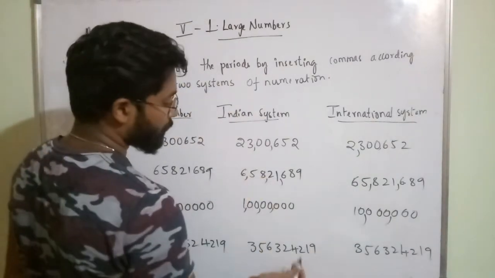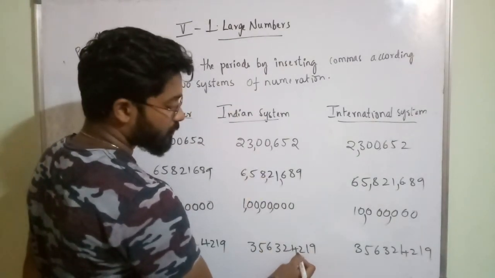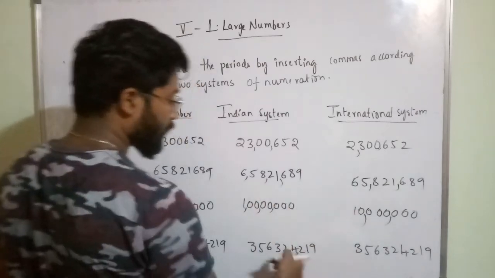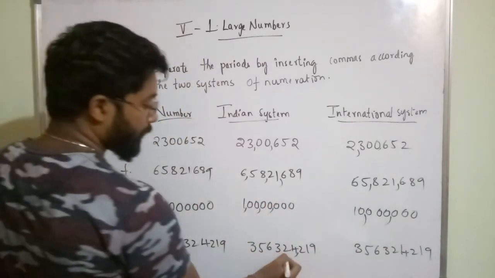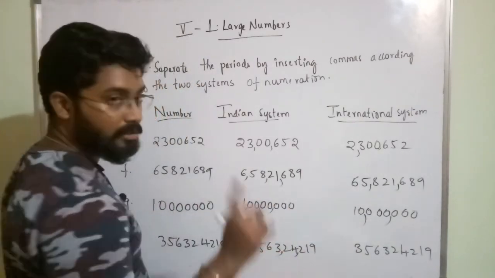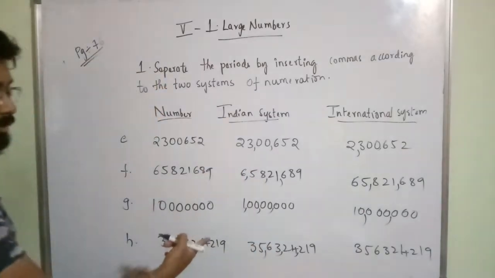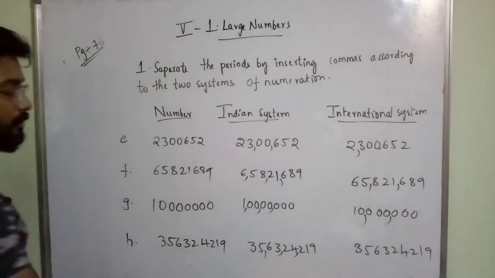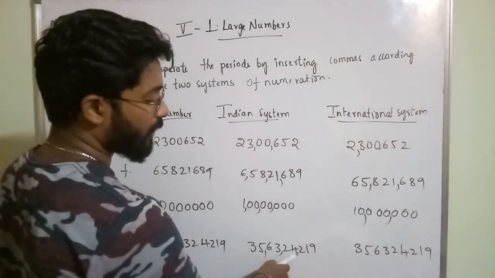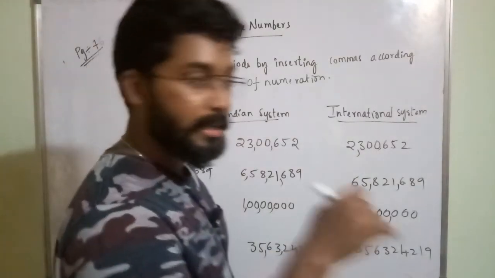In the Indian system, the ones period has 3 digits, no? So put a comma after 3 digits from right to left. In the thousands period you have only 2 digits, so after 2 digits put one comma. In the lakhs period you have 2 digits, after 2 digits you have to put one comma. So the number is 35 crore 63 lakh 24,219 in the Indian system.